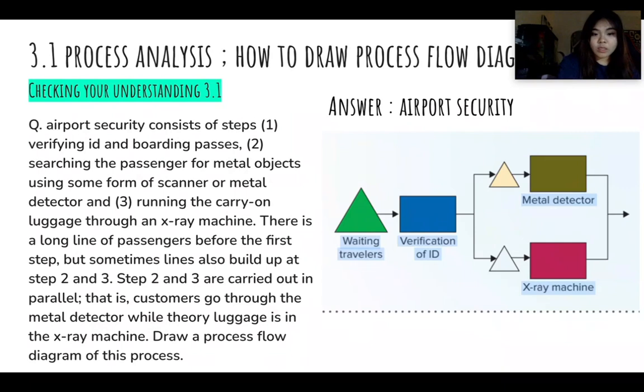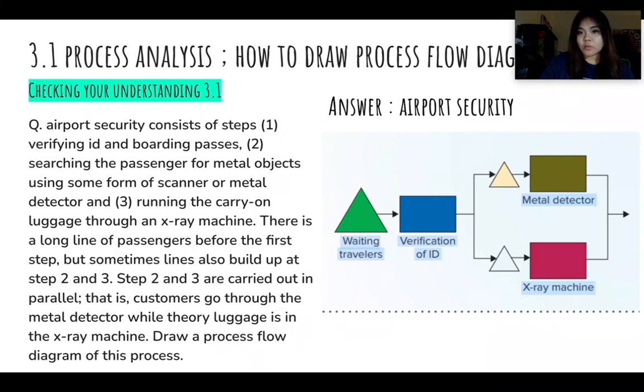How would we draw a process flow diagram? The answer will be on the right-hand side. This is the figure, the diagram of the airport security. This green triangle right here represents the waiting travelers, the passengers. They're going to get their ID verified and then have their boarding passes checked.